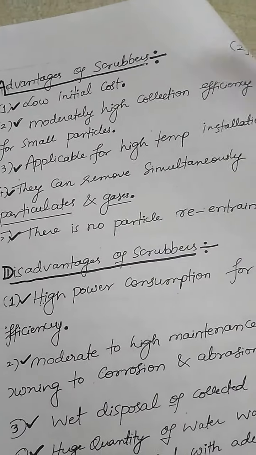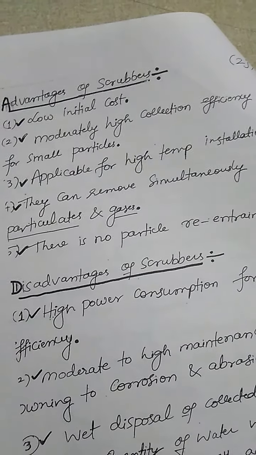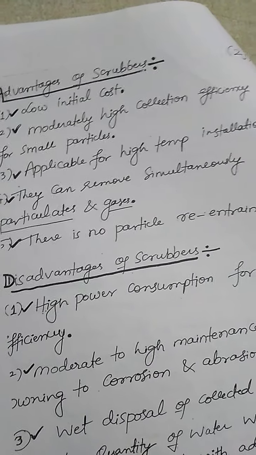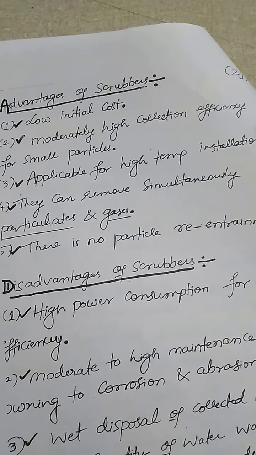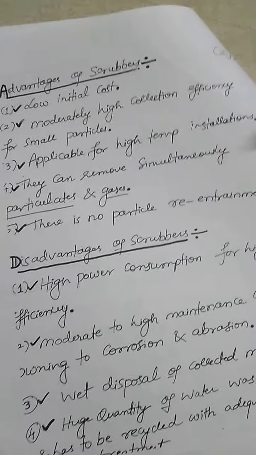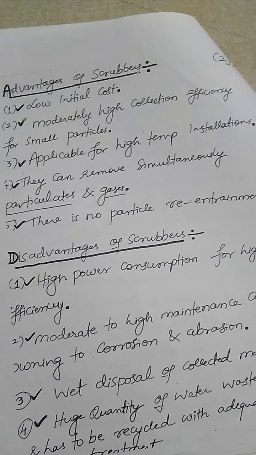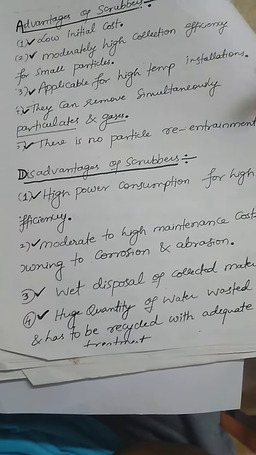This is regarding the different types of scrubbers. Now we will discuss the advantages of the scrubbers. Scrubbers have a low initial cost and a moderately high collection efficiency, as they collect particles even from 0.1 microns. They can be applied in high temperature installations, so we can use them with very high temperature gases. They can also remove gases simultaneously. The disadvantage is high power consumption. These are going to consume high power.